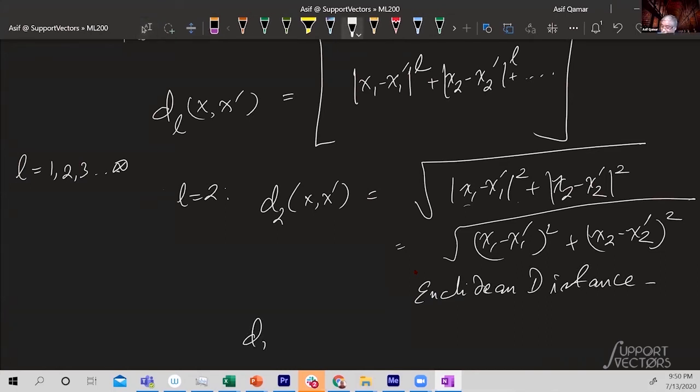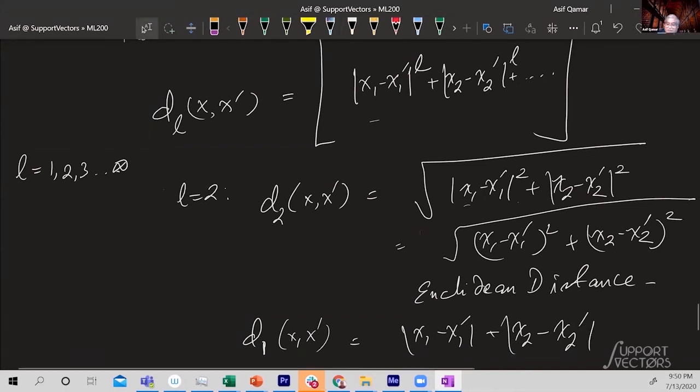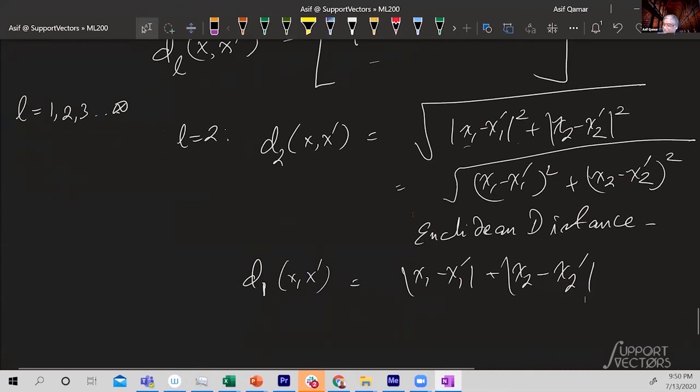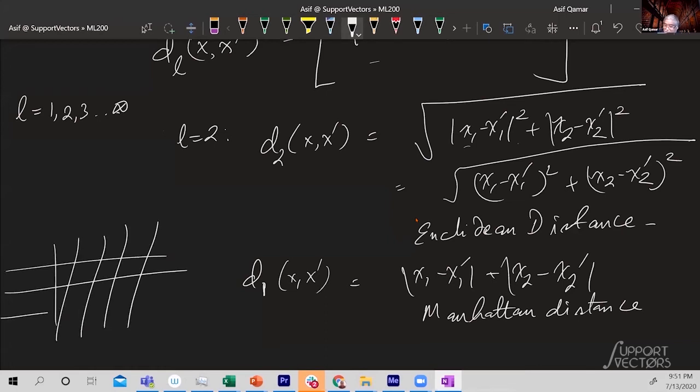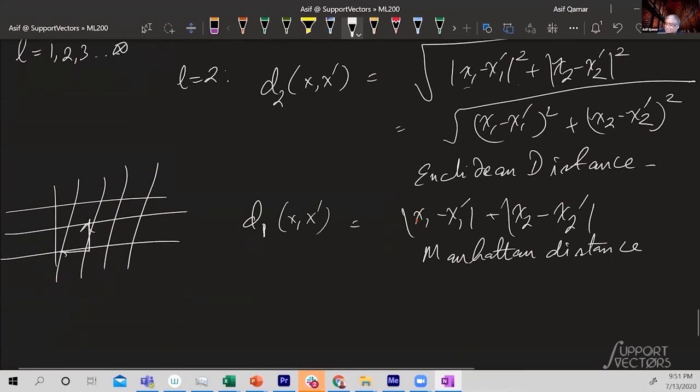Now d1, the first norm of x and x prime, is equal to, the same expression becomes the mod of x1 minus x1 prime plus the mod of x2 minus x2 prime. That's it. Because the 1st root of a number is the number itself. What does this look like? This looks like your Manhattan distance, or the taxi driver's distance. The idea being that in Manhattan, cities are on a grid, so you can only go along this direction. So this was from a previous lecture.